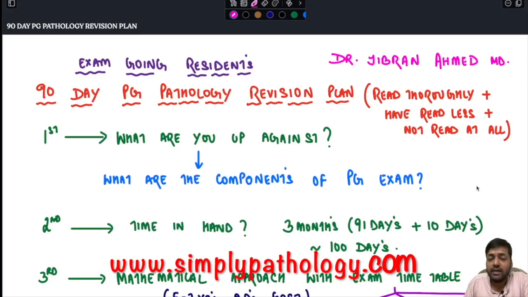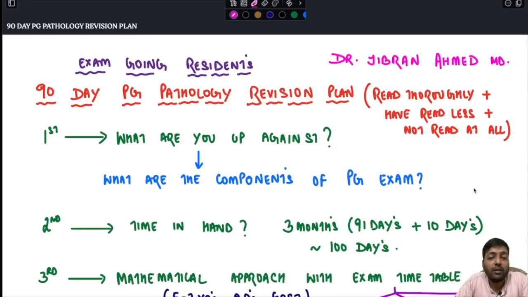As you can already see, today's topic of discussion is a 90-day postgraduate pathology revision plan. So today we are going to understand how to deal with this vast MD pathology or DNB pathology subject in the next 90 days.